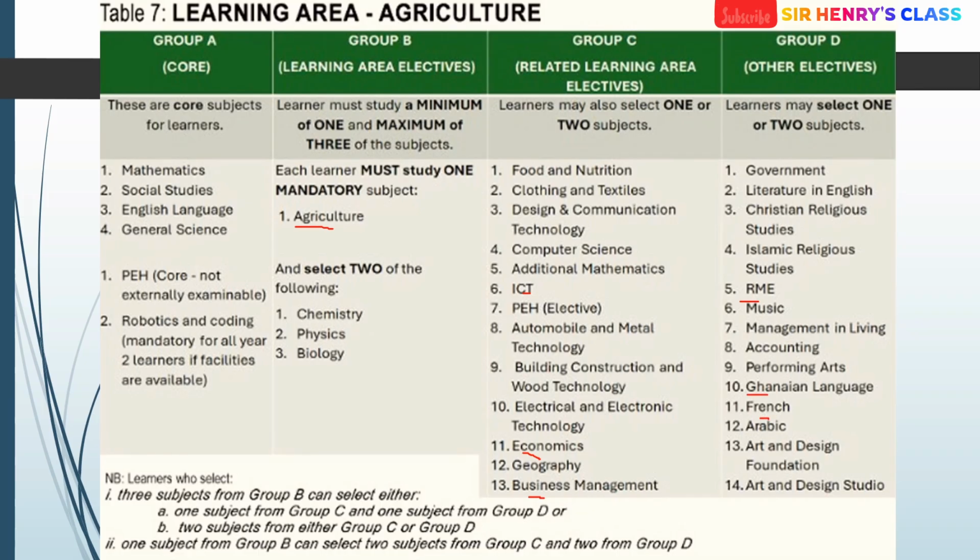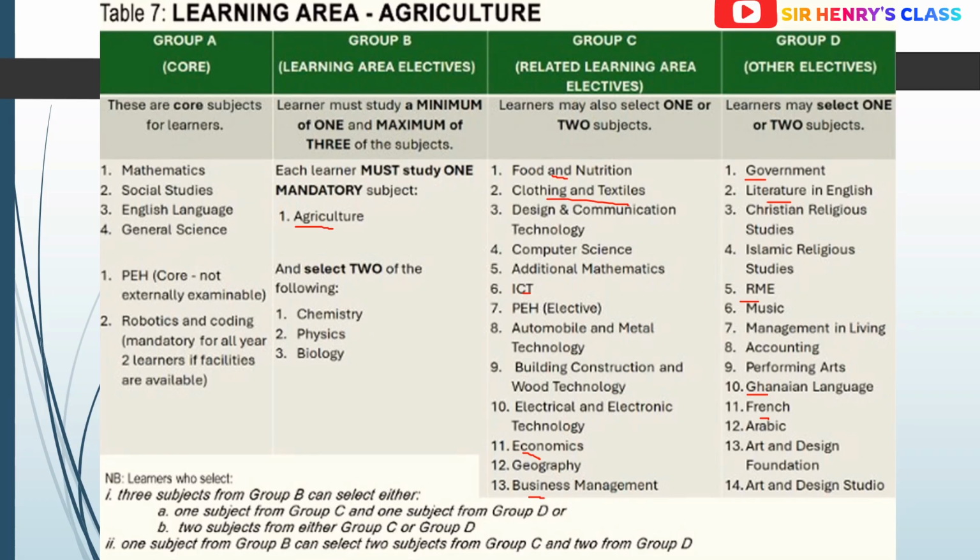If you also do 1 subject from group B, let's say only the mandatory, then you can do 2 from C and 2 from D. So if you do only agric, then together with food and nutrition and clothing and textile, and government and then literature, making 4 plus 1, making 5, and plus your 4, 9.